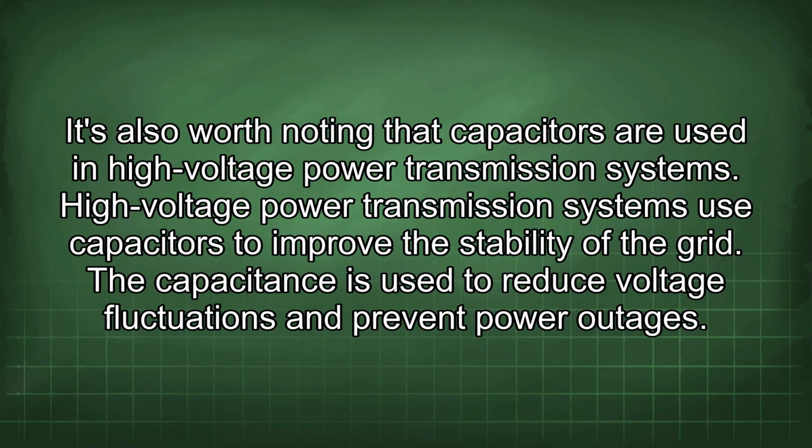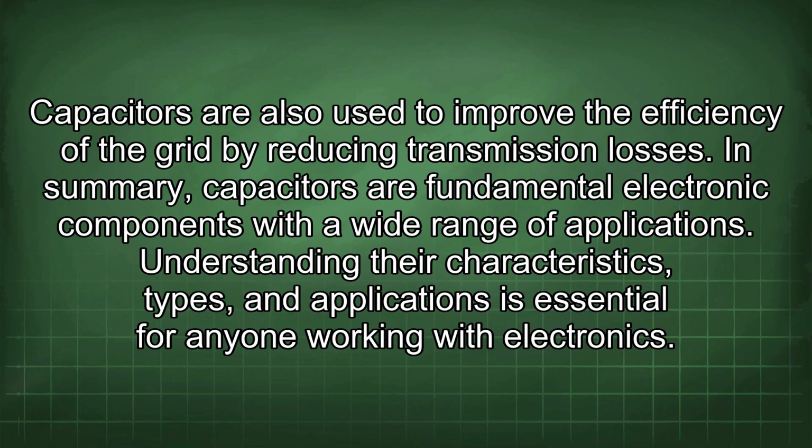It's also worth noting that capacitors are used in high-voltage power transmission systems. High-voltage power transmission systems use capacitors to improve the stability of the grid. The capacitance is used to reduce voltage fluctuations and prevent power outages. Capacitors are also used to improve the efficiency of the grid by reducing transmission losses.